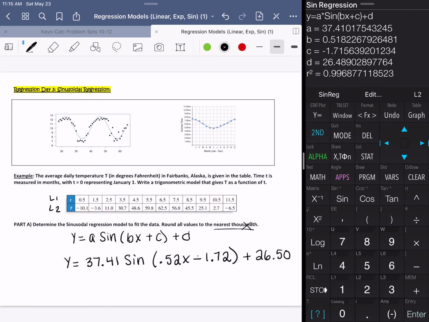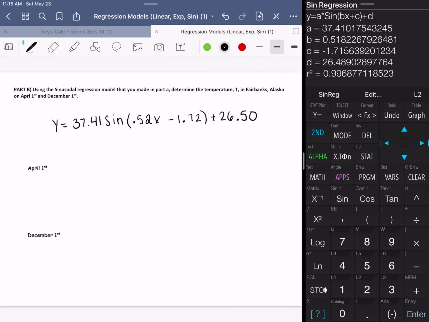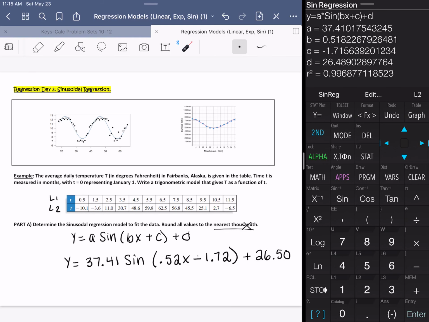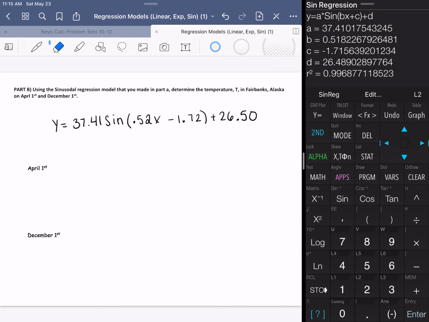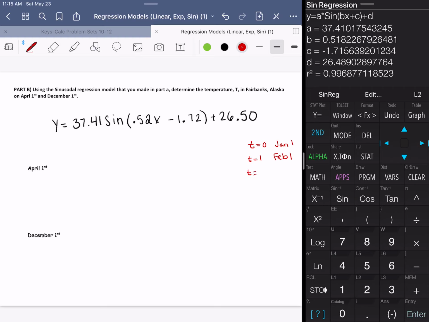Now let's see if we can answer some questions about it. So I've written it down just so we have it again, but part B says, using this sine regression model that you made in part A, figure out what the temperature would be on April 1st and December 1st. So we kind of have to go back here for a minute. It tells us that time equals 0 represents January 1st. So on the right side over here, I'm actually going to write out a little map, if time equals 0 is January 1st, then time equals 1 would be February 1st. Time equals 2 would be March, April. So this is time equals 3.